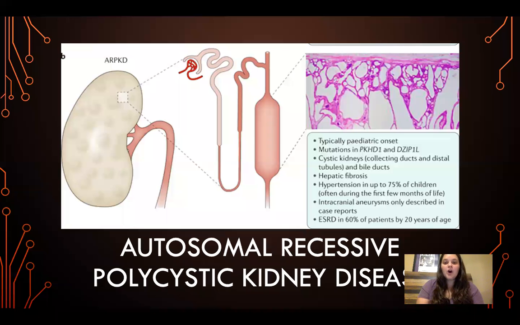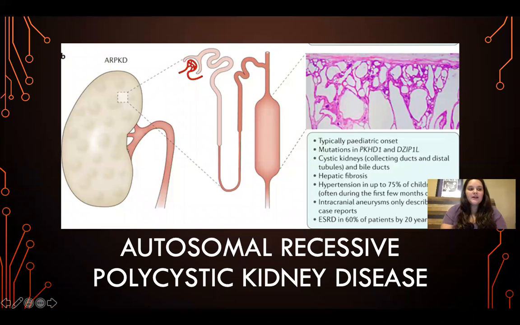Now we're going to talk about autosomal recessive polycystic kidney disease. This is the less common type of disease. It normally appears in infancy and childhood. It progresses more seriously and can end in renal failure, causing early death. That is why it's more serious, but not common.